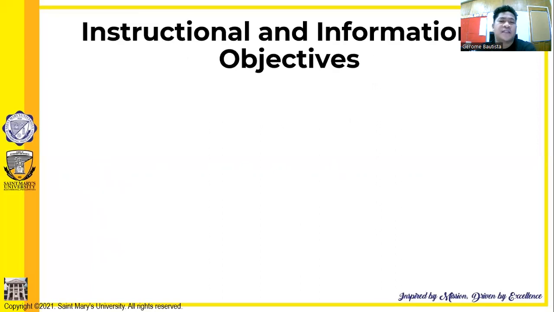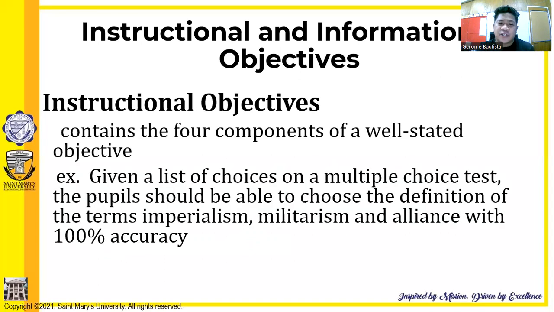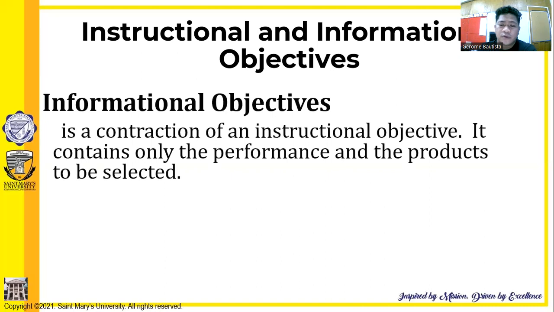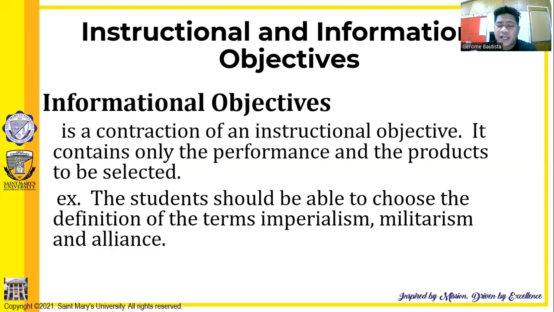We also have what we call instructional and informational objectives in relation to the 4 components. So when we have the 4 components, if some of them are absent, they will be classified as informational objectives. But if all the 4 components are present, they will be classified as instructional objectives. Again, when the 4 components are present, it's considered as an instructional objective. But if only 2 are present, for example, the product and the performance or the behavior, it is considered as an informational objective.